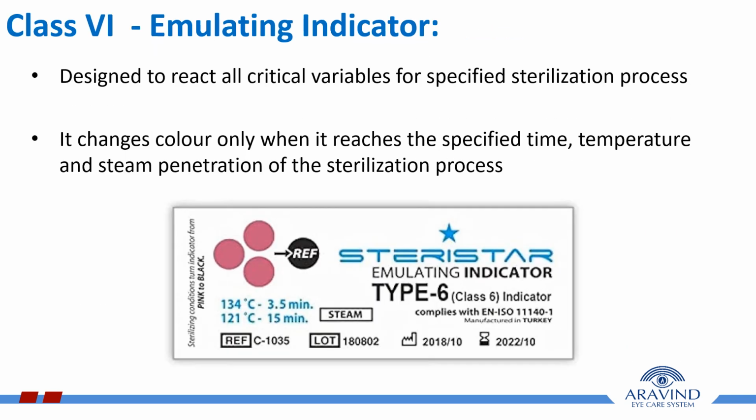Class 6 is an emulating indicator. It is designed to react to all critical variables for the specified sterilization process. This indicator changes color only when it reaches the specified time, temperature and steam penetration. So the class 6 indicator is better than the class 5 indicator.